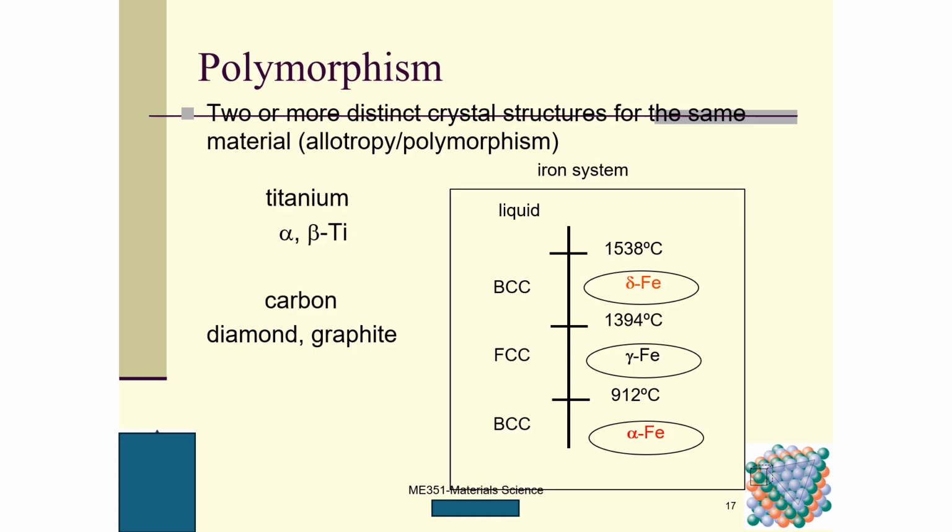And also the iron system. For the iron system, we can have liquid based on the temperature. For the solid, we have BCC, FCC, BCC, and we can see we have delta iron, gamma iron, and alpha iron. So these three irons have different crystal structures.